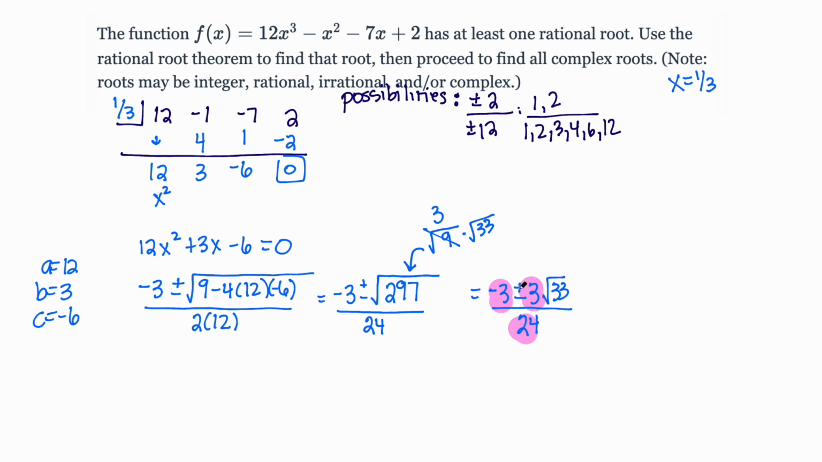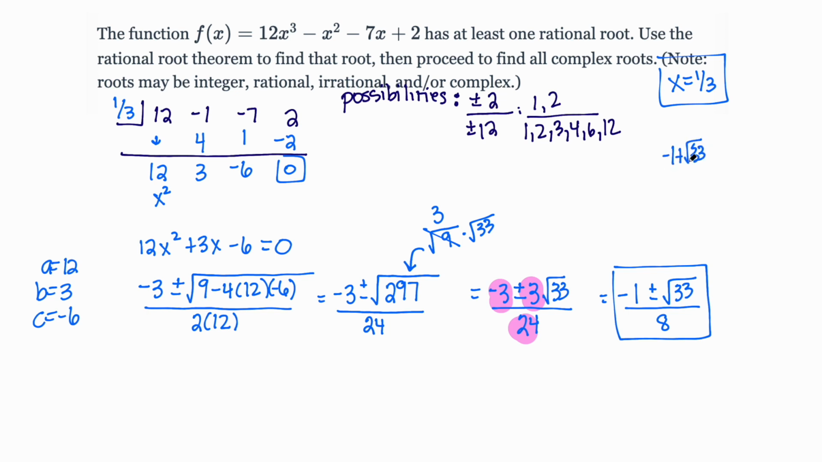But these whole numbers all have a 3 in common, so I'm going to divide by 3. Negative 3 divided by 3 is 1. 3 divided by 3 is 1, leaving me the square root. And 24 divided by 3 is 8. And those are the other two answers. 1/3 was an answer, and then negative 1 plus the square root of 33 over 8 is an answer, and negative 1 minus the square root of 33 over 8 was an answer.